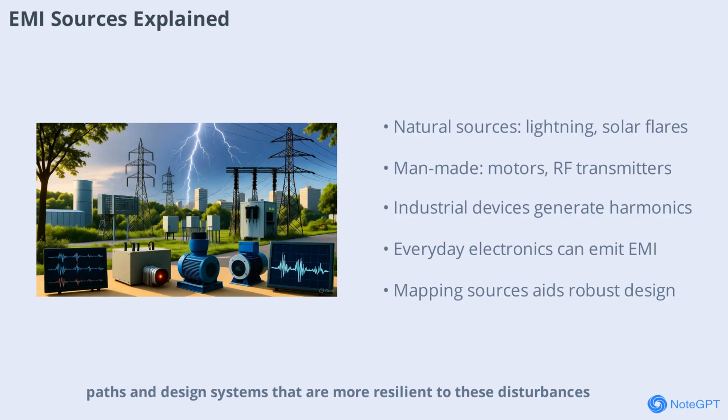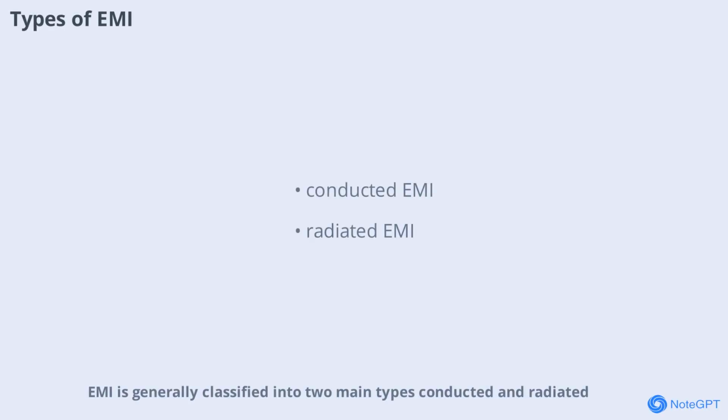EMI is generally classified into two main types: conducted and radiated. Conducted EMI travels along physical conductors like power lines or cables, directly transferring unwanted energy from the source to other parts of the system. This can happen in two modes: differential mode, where noise flows in opposite directions across signal pairs, and common mode, where currents move together relative to ground.